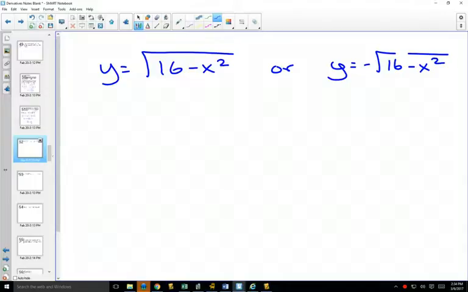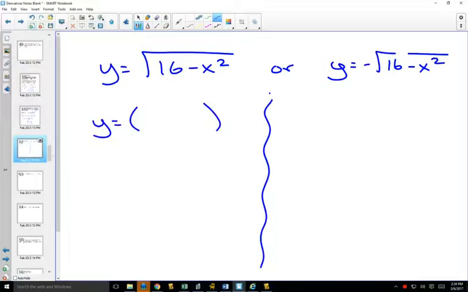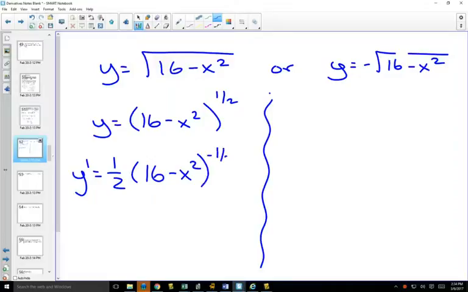Well, how would I find the derivative of this one on the left? Well, first of all, I would change the square root to a half. And can you see that you could do a chain rule? We've got a function inside of another function. So my derivative here would be 16 minus x squared to the negative a half multiplied by the derivative of the inside, which would be negative 2x.